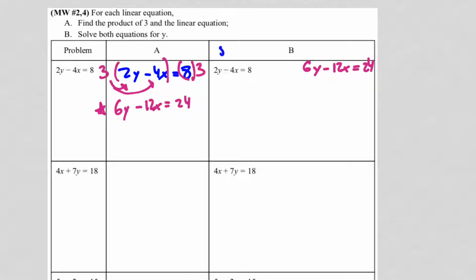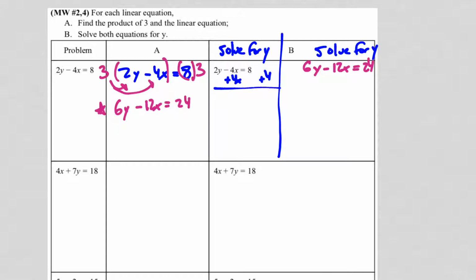Now I'm going to take, on column B, I'm going to solve for y. And above this one, I'm going to solve for y. So let's see, if I solve for y, on this side, I have to add 4x to each side. When I do that, I get 2y is equal to 4x plus 8. From here, I have to divide everything by 2. When I do that, I get y is equal to 2x plus 4.